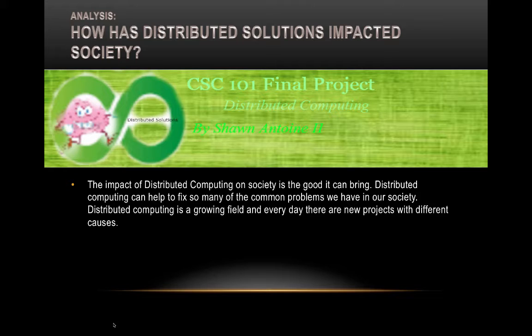Analysis: how has distributed solutions impacted society? Distributed solutions has already impacted society by helping to advance scientific research. These distributed solution projects help scientists and researchers gain more information in faster ways.